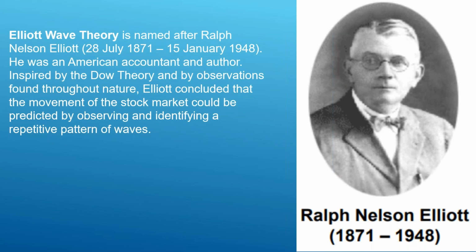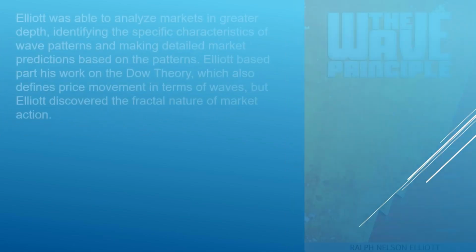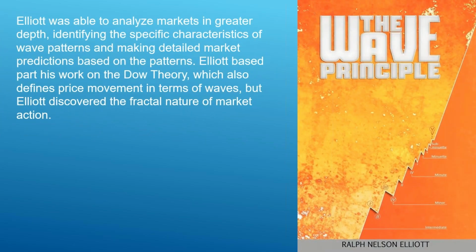So Elliott concluded that the movement of the stock market could be predicted by observing and identifying a repetitive pattern of waves. So Elliott was able to analyze markets in greater depth. He was identifying the specific characteristics of wave patterns and making detailed market predictions based on these patterns. Elliott based part of his work on the Dow theory, which also defines price movement in terms of waves.